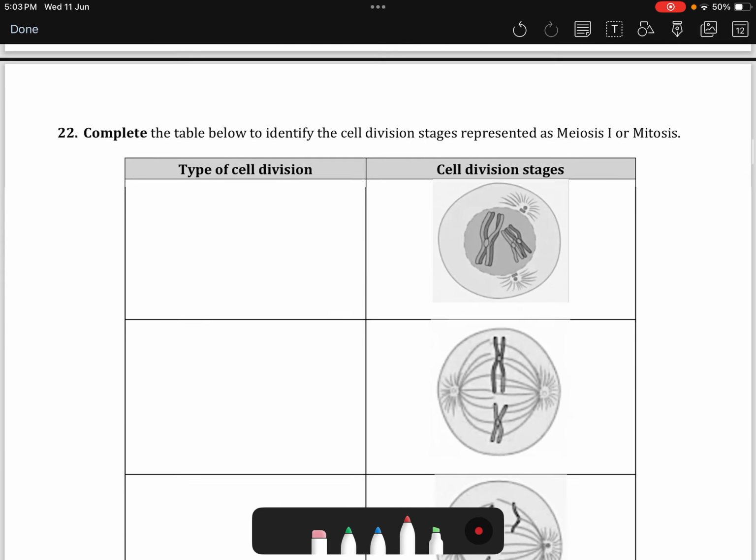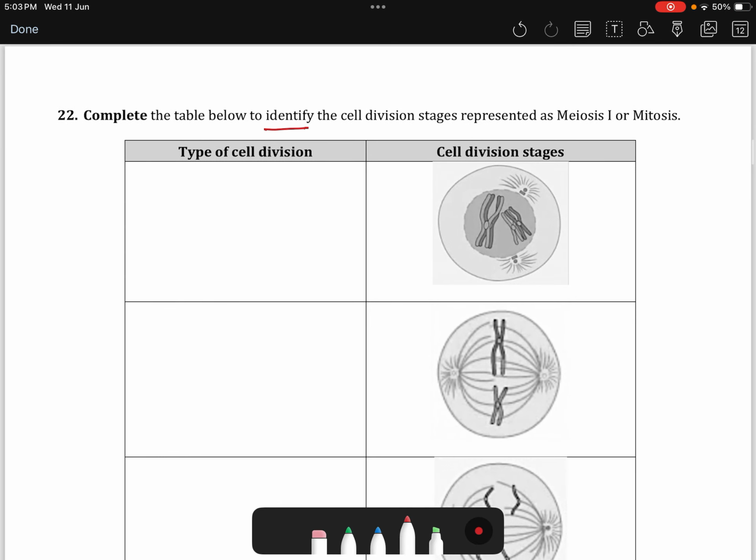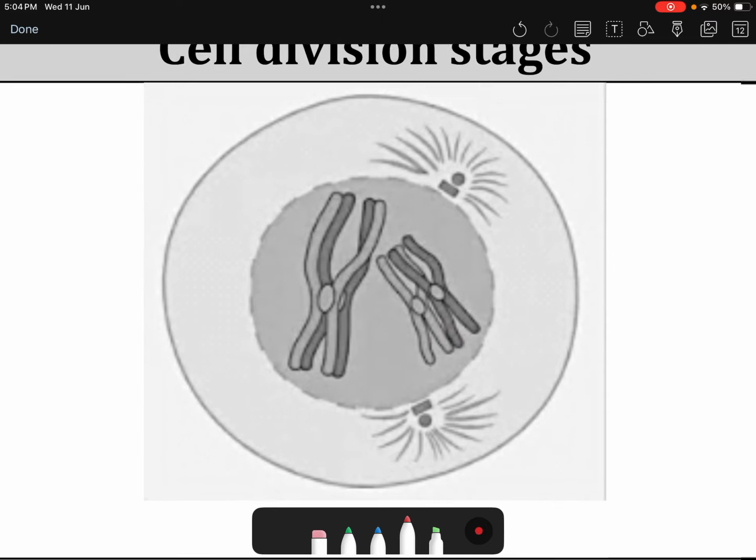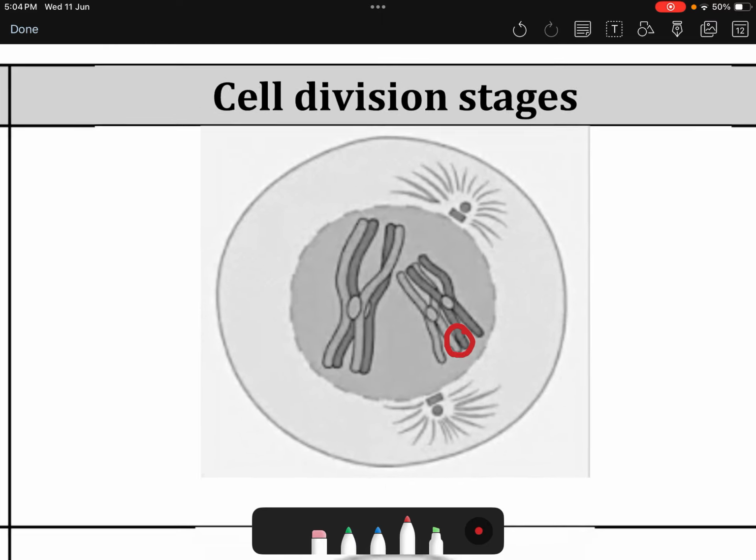Complete the table below to identify the cell division stage. Represent either meiosis 1 or mitosis. Remember, mitosis is meiosis 2. So you should say the number, meiosis 1. Don't forget to say it. Okay, so you can see in this diagram, the chromosomes are very close to each other, and they are going to go through what we call prophase.